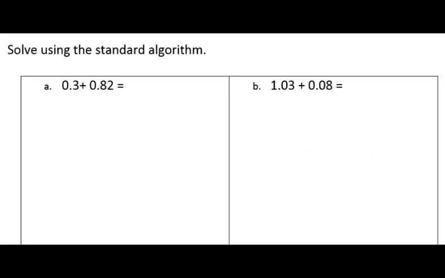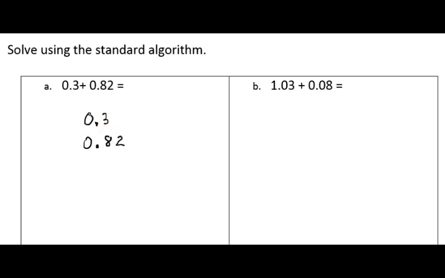All of this place value work leads up to adding decimals using the standard algorithm. The standard algorithm just means the vertical addition that we're used to when we're adding whole numbers. But what I have to remember when I'm adding decimals is I have to add my tenths to my tenths, my hundredths to my hundredths, my thousandths to my thousandths, and so on. So when I write my numbers vertically, I have to make sure I line the place values up correctly. The tenths are on top of the tenths.